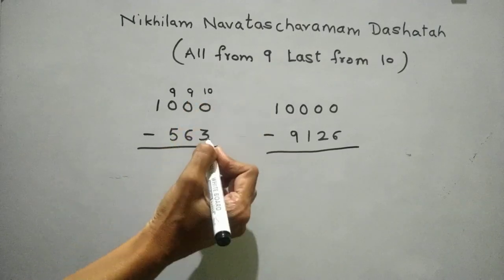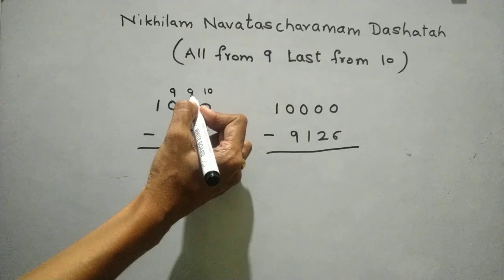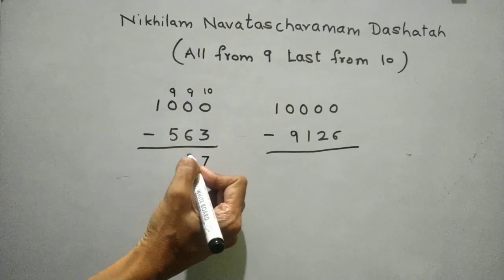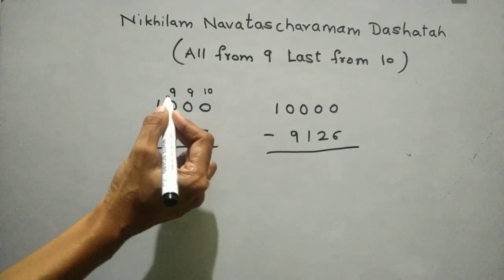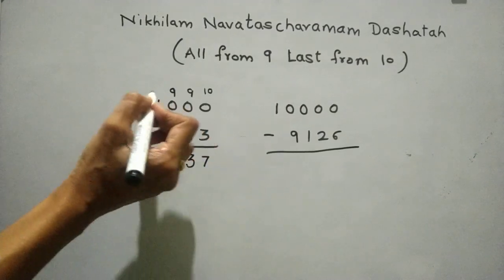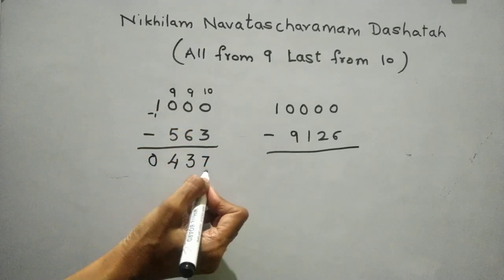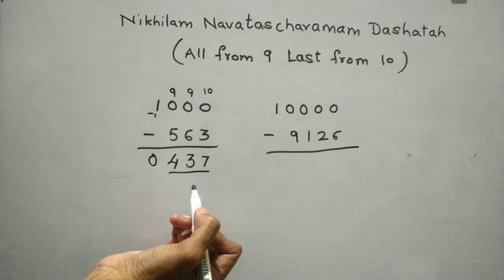Okay, so from 10 you subtract 3, that is you get 7. From 9 you subtract 6, that is you get 3, and again from 9 you subtract 5, so we have 4. Now this 1 minus 1 is 0, so the answer is 437.